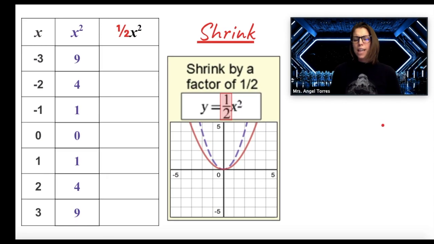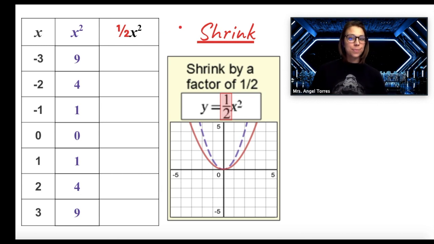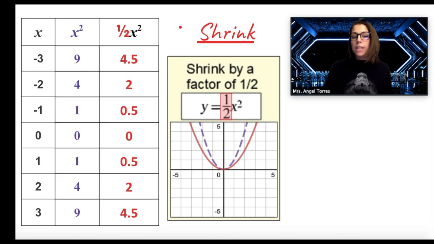The next one we looked at was our vertical shrink. Why don't you go ahead and fill in the rest of the table for 1/2x? Great job. To do this, all you had to do was multiply each of these values by half. What does this do to the graph?